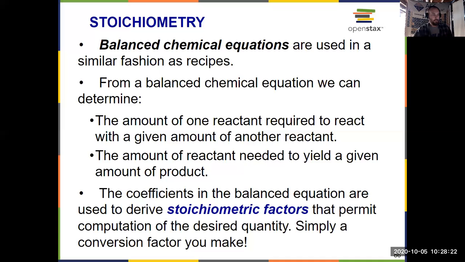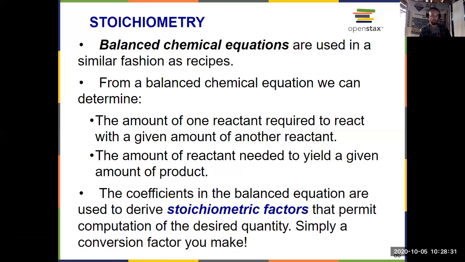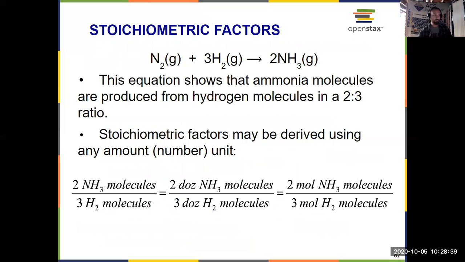Right? And now we use that balanced chemical equation to derive those conversion factors, also known as stoichiometric factors in stoichiometry. Right? It's a conversion factor that you are putting together to compute whatever you're asked to do. So if I look at a reaction here, right, N2 and H2 coming together to make NH3, okay, 1 mole of nitrogen reacts with 3 moles of hydrogen to make 2 moles of ammonia, NH3.